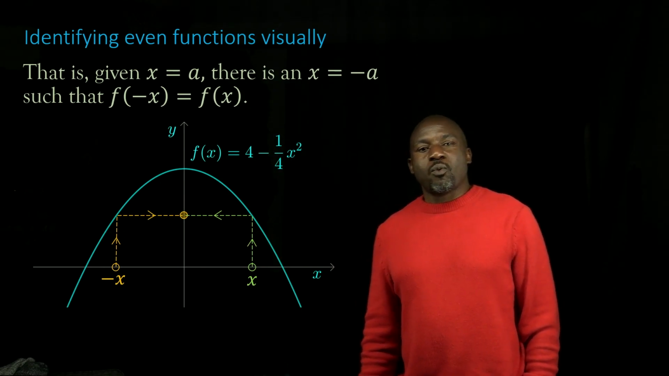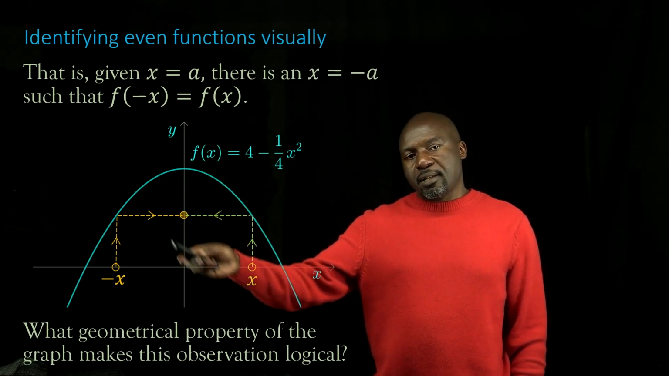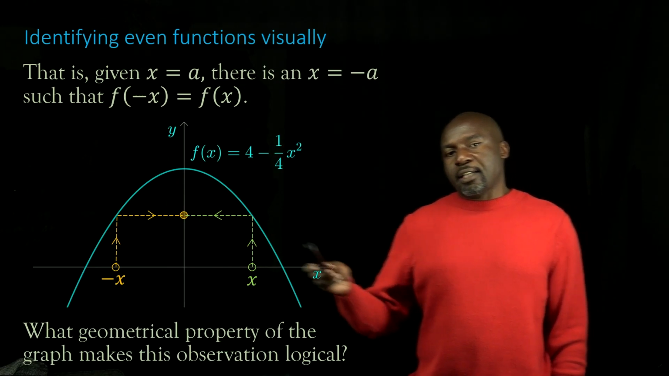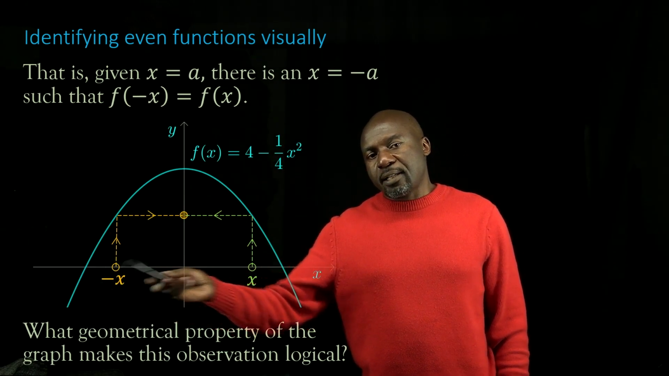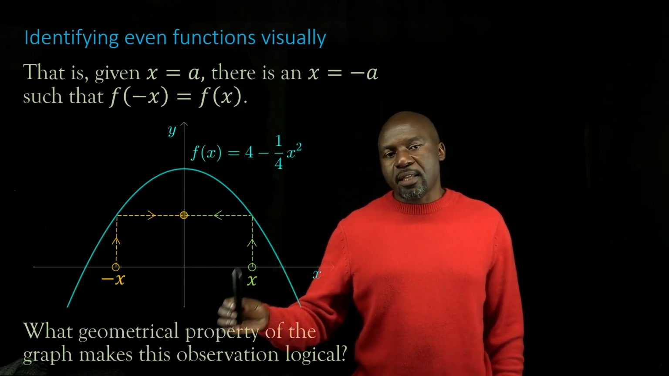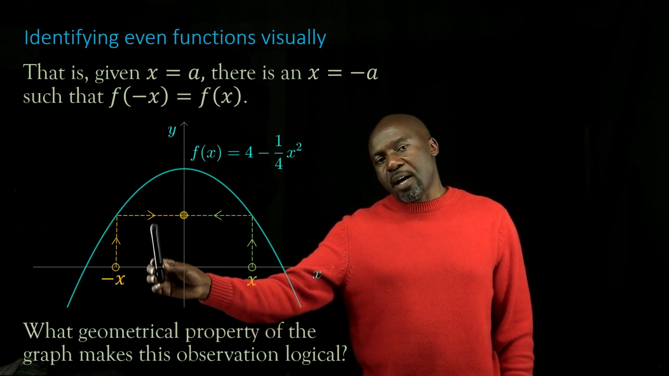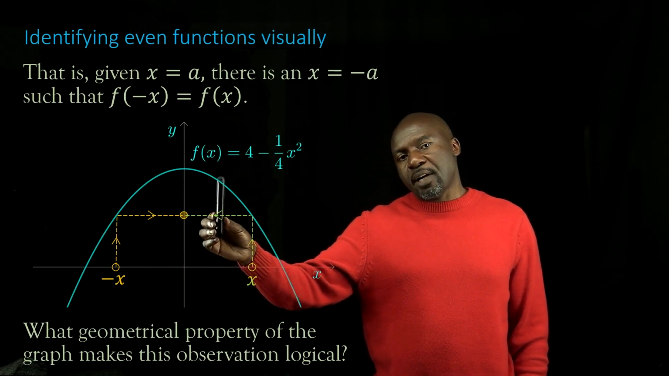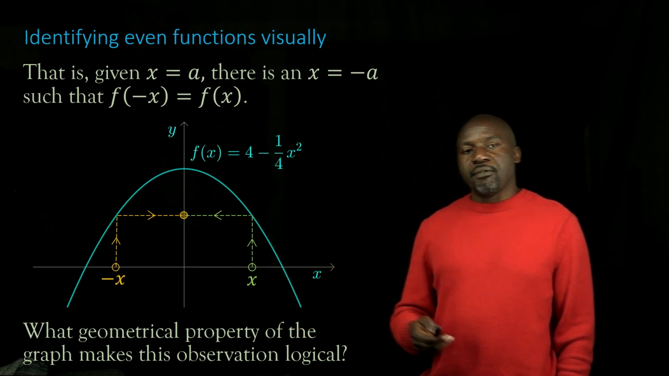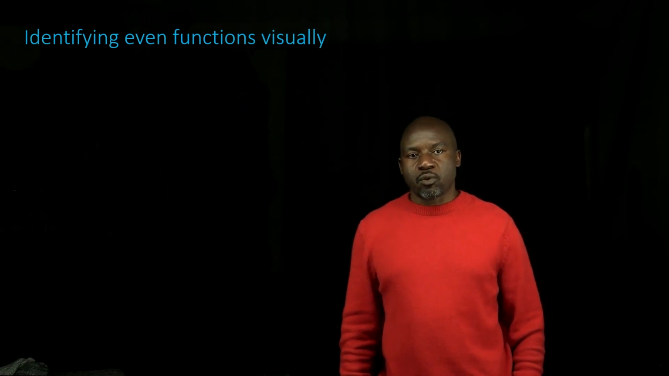I guess my question is, why is this so? What geometrical property of this function or this graph makes it possible that f of negative x is equal to f of x? Why is that the same? Why are these values going to be the same? If I picked another value somewhere here and I looked for the y value, it's going to be the same as the one on this side. So why is this type of graph giving the result f of negative x equal to f of x? And we want to answer that question, okay?